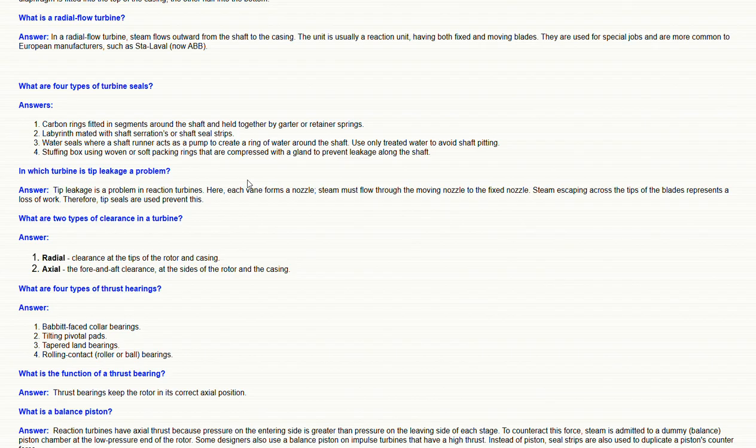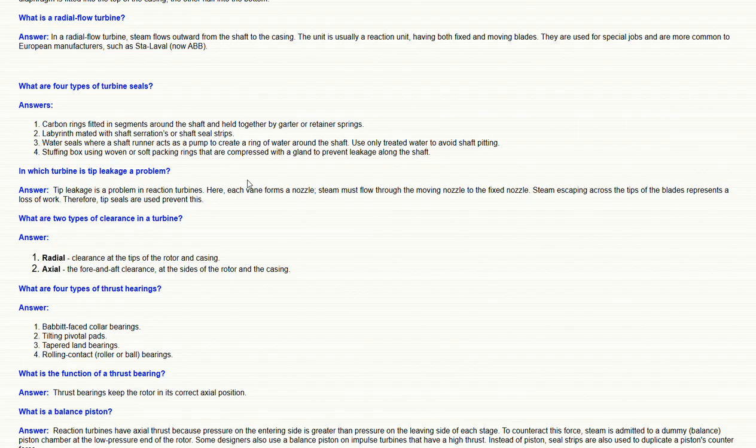These are simply the four types of steam turbine seals, but actually I know two types. I just want to say labyrinth seals and mechanical seals. I know the stuffing box and water seal are used in pumps, but these are not used in turbines.